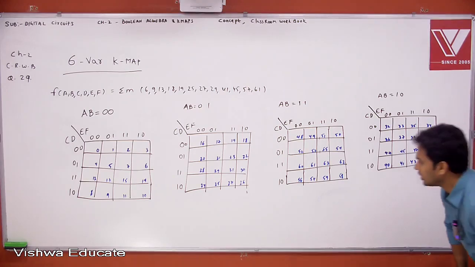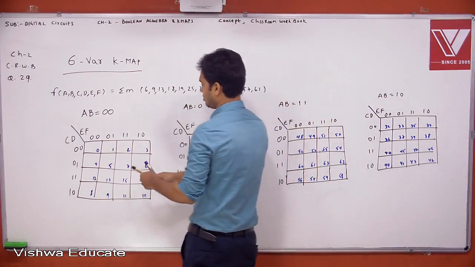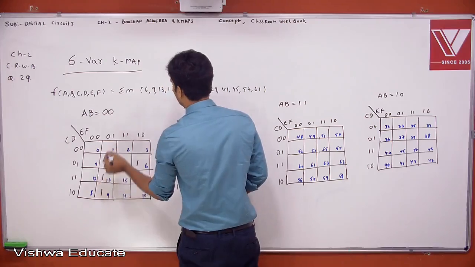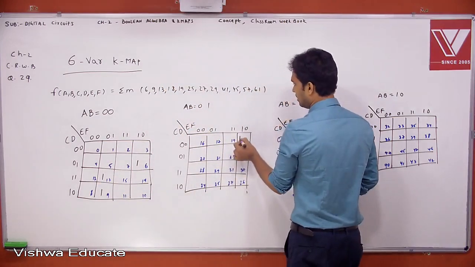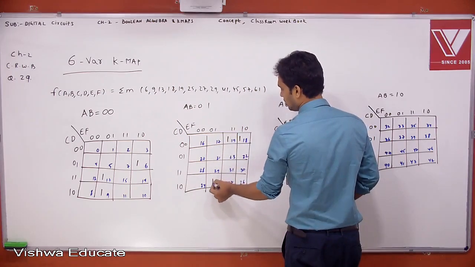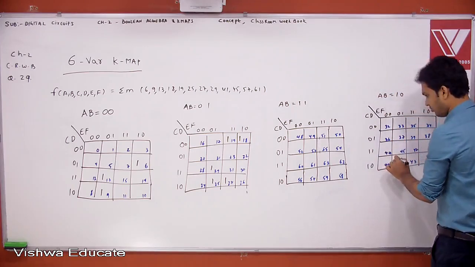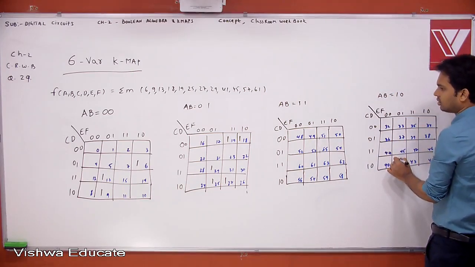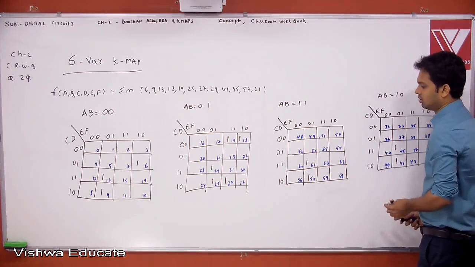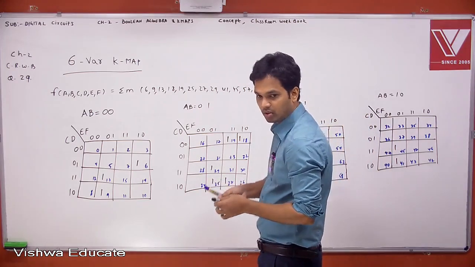Right. Now let us implement this. So please listen here: 6, 9, 13, 18, 19, 25, 27, 29, 40, 41, 45, 57, 61. This is given by the examiner. These are the K-maps accordingly.